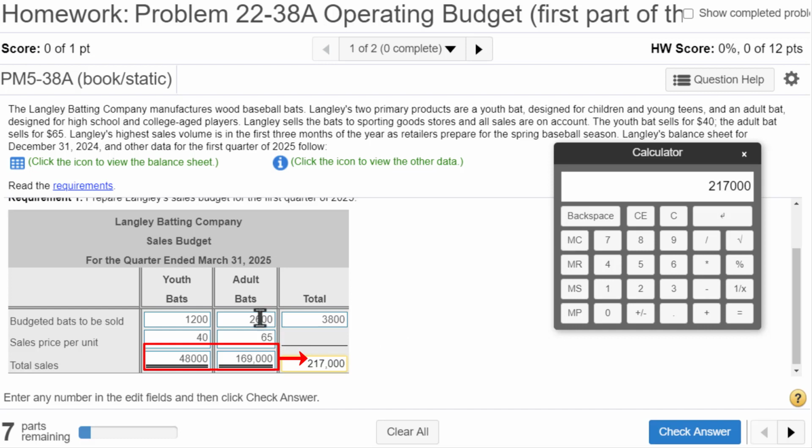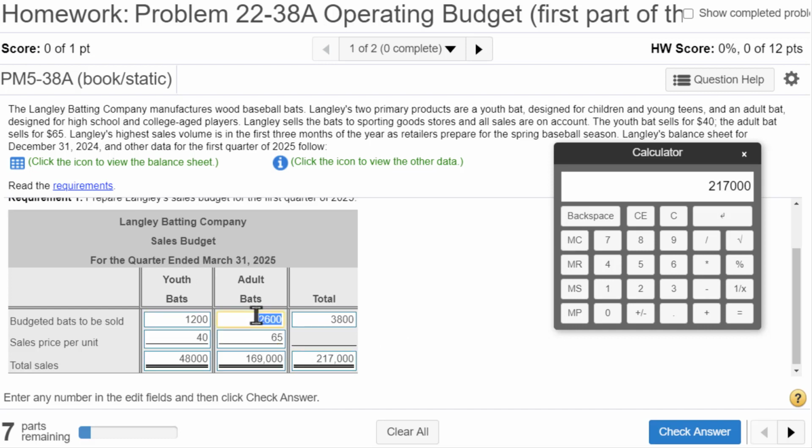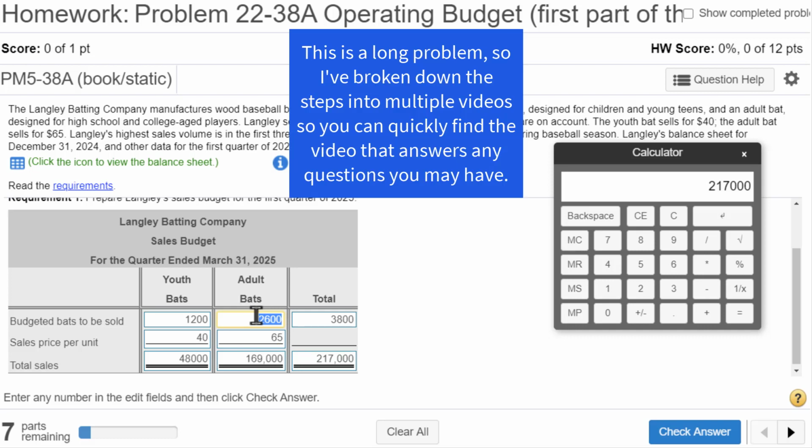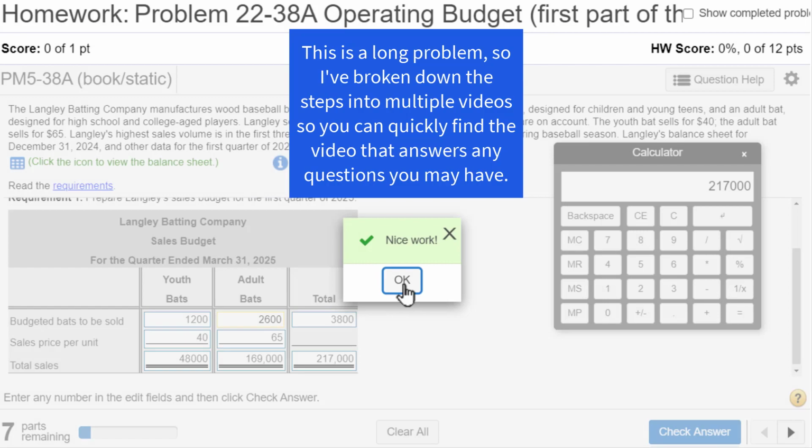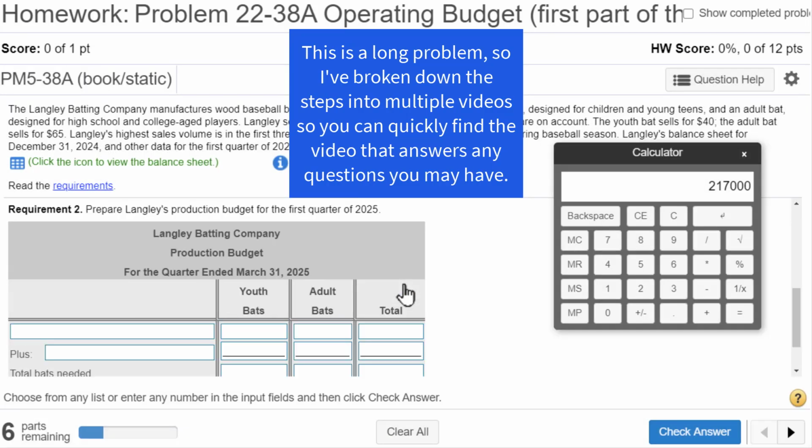So now that we know how many bats we're going to sell, in the next budget, which is a production budget, we need to figure out how many we need to make. And in that video, we will also need to factor in, well, how many bats do we already have in inventory? So that's it for this first video.